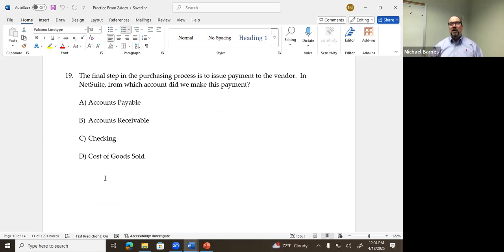We credit cash, okay? What transaction account most likely represents the cash transaction account this is going to come from? That's checking. See, checking is the account that we looked at specifically, to make sure the cash came from that checking account.